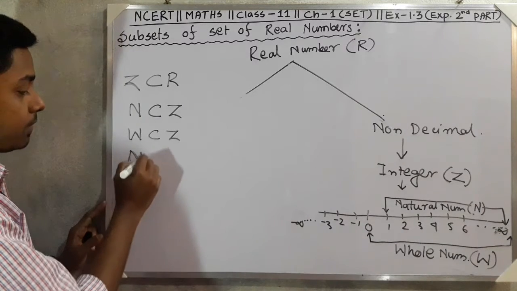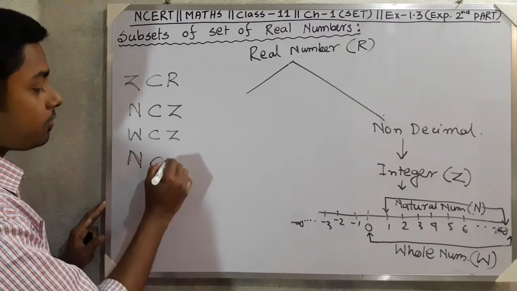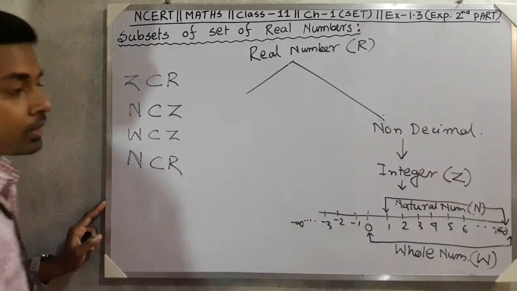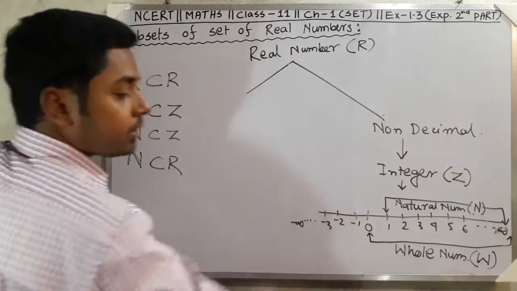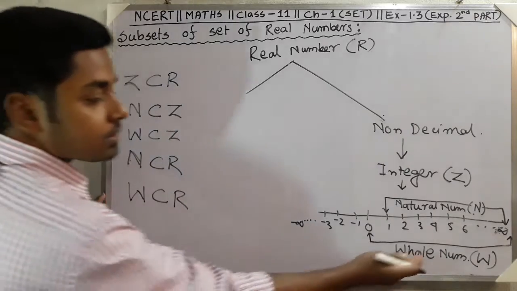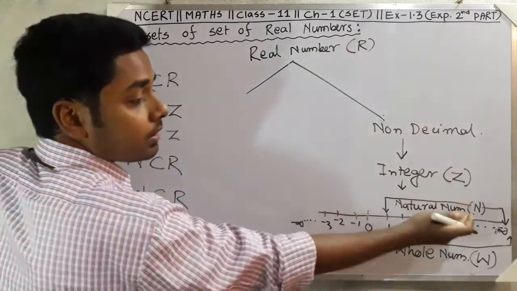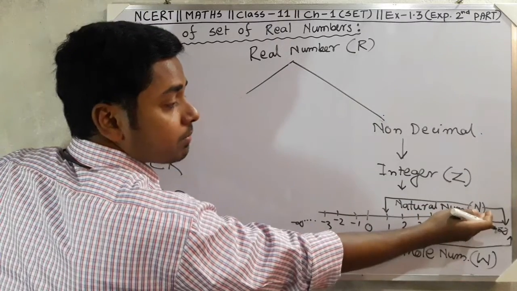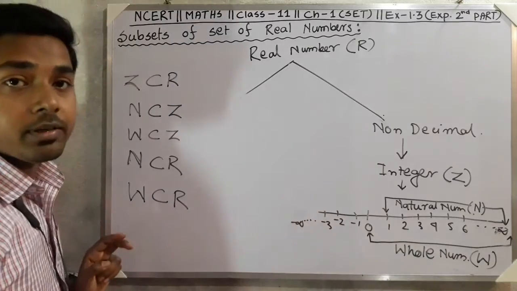Natural number is coming from real number. So natural number is a subset of real number. Similarly, whole number is also coming from real number. So whole number is a subset of real number. That means these are the parts. Integer is a part of real number, and natural number is a part of integer. So natural number also is a part of real number.